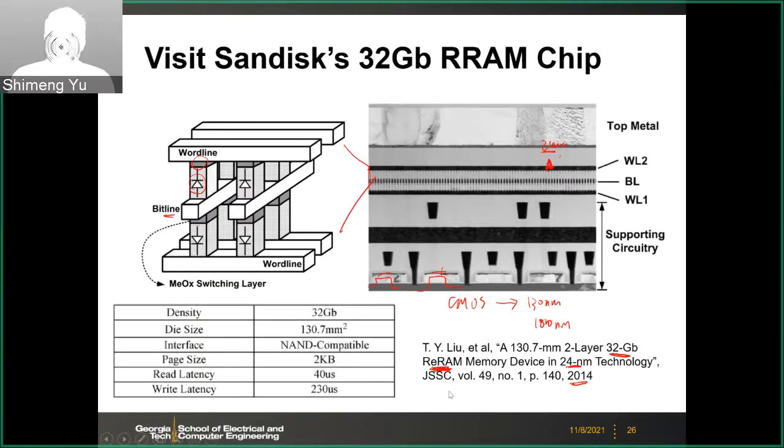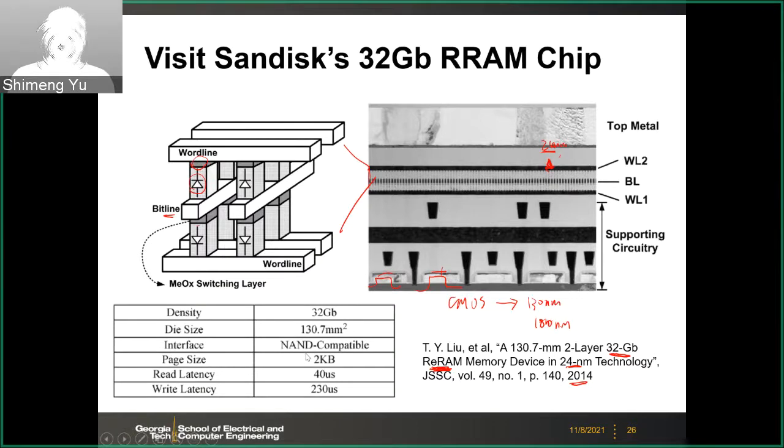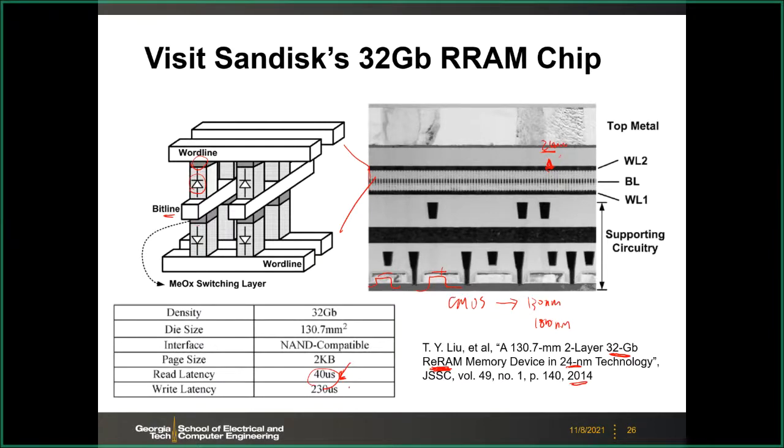Anyway, this is the summary table. The total chip has 32 gigabits, and the total die size is 130 millimeter square. The interface is NAND compatible. Page size is 2 kilobytes. Read latency is pretty slow, 40 microseconds. Write latency is also slow. It's more like NAND speed. We can look into the design later and figure out why this is so slow. It's RRAM technology, so at the cell level it should be pretty fast, but the overall latency is pretty slow because of the design.